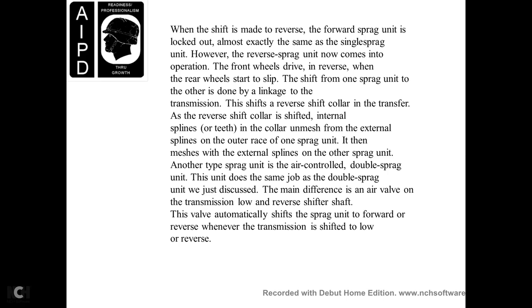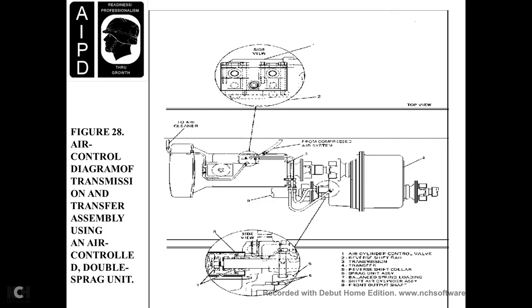The air control double sprag unit does the same job as the double sprag we just discussed. The main difference is the air valve on the transmission low and reverse shifter shaft, which automatically shifts the sprag unit for forward and reverse whenever the transmission is shifted to low and reverse. Figure 28 shows the air control diagram of the transmission transfer assembly with the air control double sprag unit.